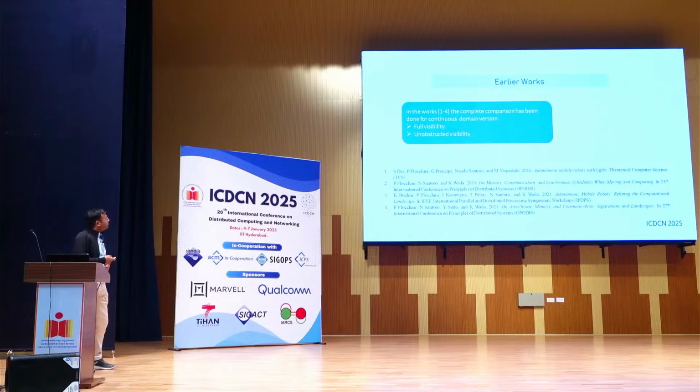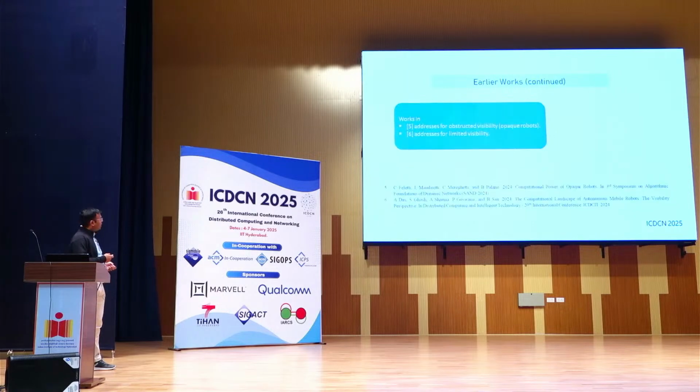So this is the model comparison for the continuous domain. By continuous domain, we mean that robots are operating on a Euclidean plane, or on a continuous circle or a continuous line. For this part, in these 4 earlier works, this complete comparison has been done already, and they have considered full visibility. That means each robot can see all other robots present in the system, and they have considered unobstructed visibility. That means the robots are transparent. One robot does not obstruct the other's visibility.